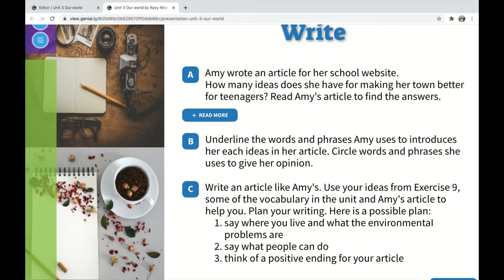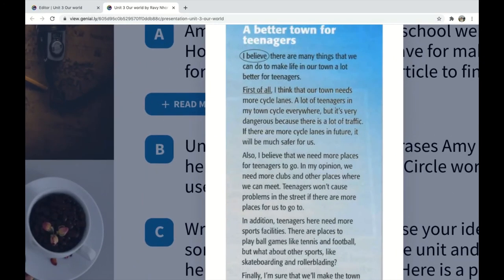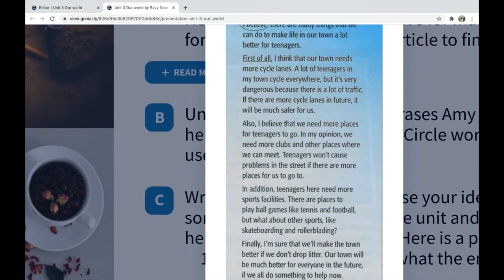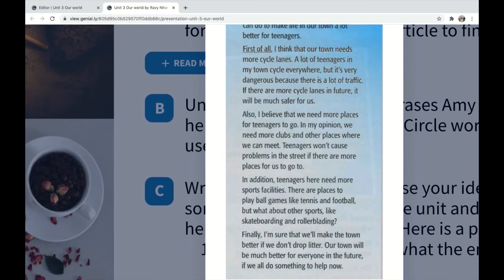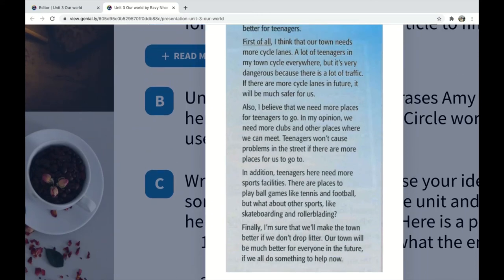and circle the word or phrases that she used to give her opinion. So as we can see here in this article, she used first of all, also, in addition, and finally to introduce her ideas. So mainly there are four ideas that she suggested to improve her town for better. So first of all, also, in addition, and finally.